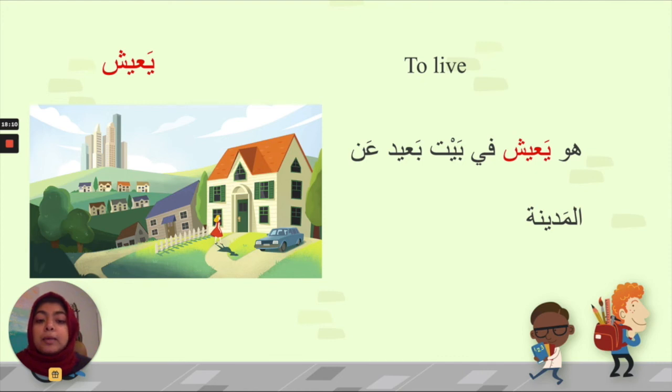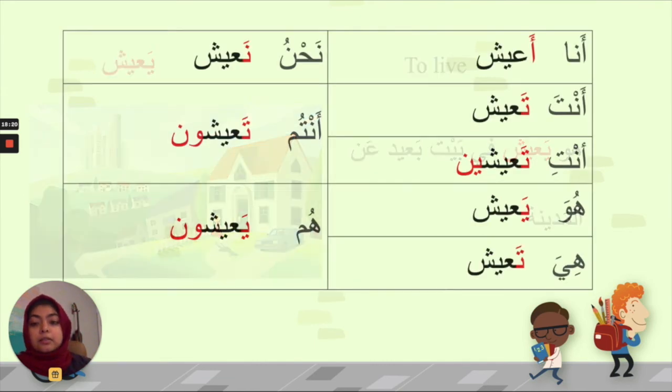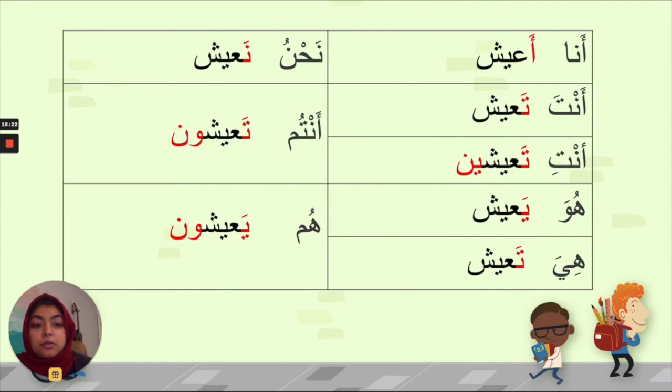هو يعيش في بيت بعيد عن المدينة. He lives in a house بعيد, far from المدينة, the city. Okay, يعيش. So let's do verb conjugation. So I want you to pause the video, and before you even look at the answers, just try to see if you can fill it out yourself. أنا أعيش. So it's a present tense verb. Remember, we changed the prefix. So alif hamza for أنا. أنا أعيش. I live. Going across. نحن نعيش. We live.